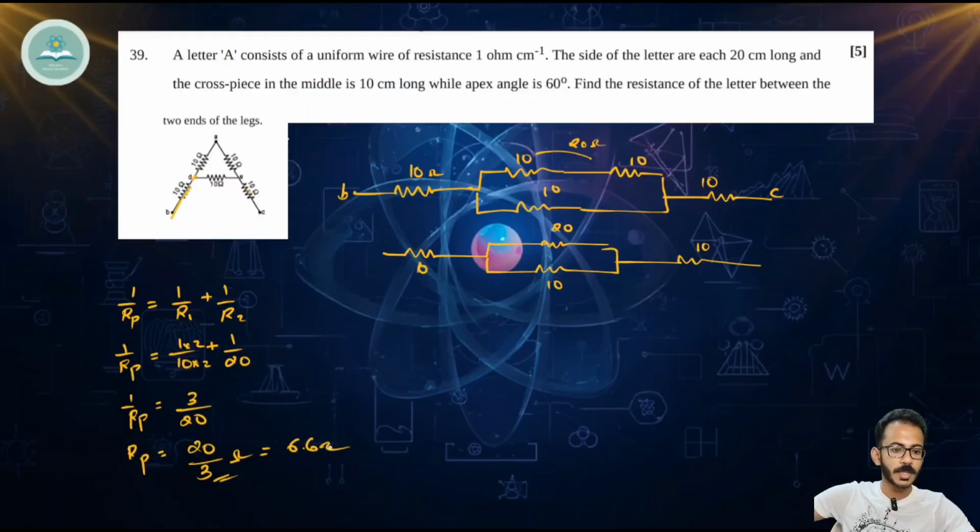That is equal to 6.6 ohm. Now we have 10 ohm, 6.6 ohm, and another 10 ohm in series. So let's add all those three. R effective is equal to 10 plus 6.6 plus 10. That is 10 plus 10, 20 plus 6.6. We'll get 26.6 ohm. That's the answer.